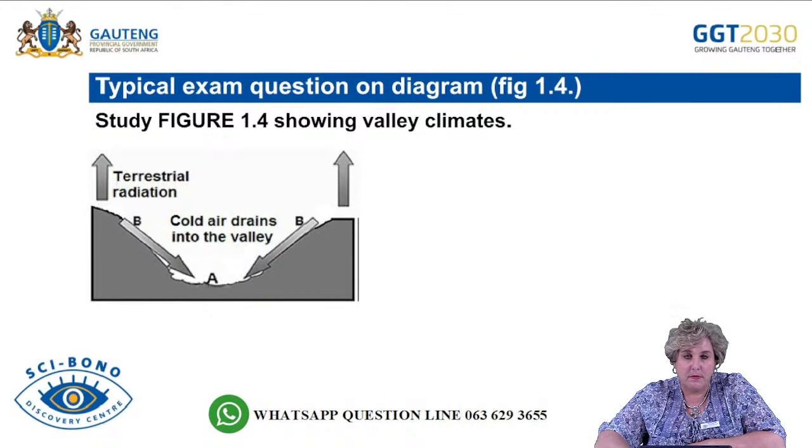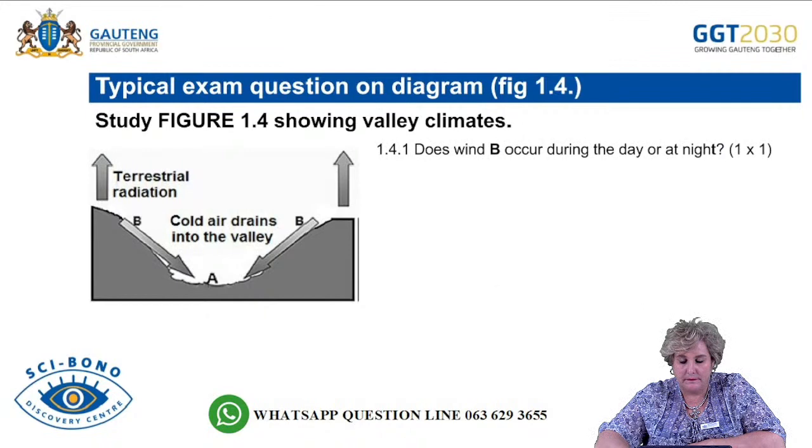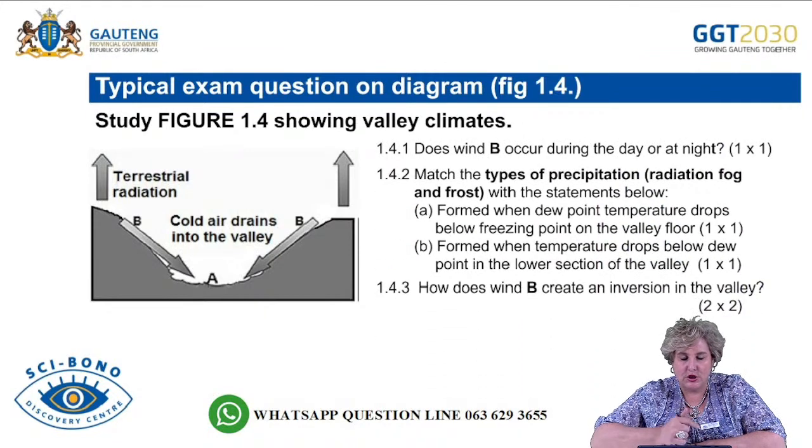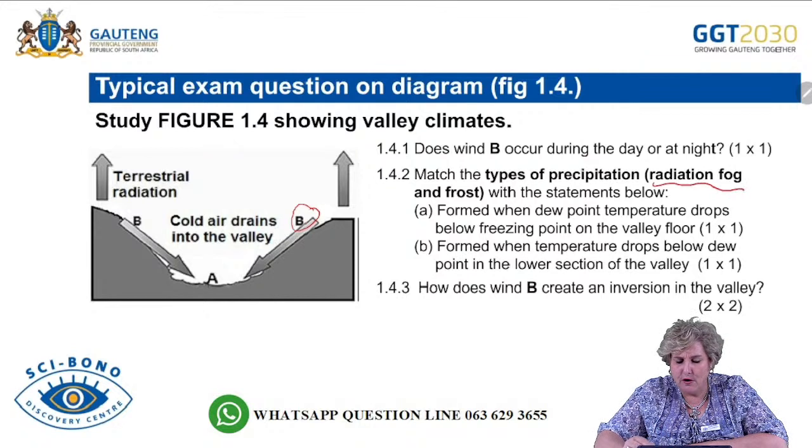Okay, let's look at a typical exam question on this diagram again. And I have 3 questions for you. Does wind B occur during the day or night? Then we want you to match the type of precipitation. Remember, radiation fog and frost are parts of precipitation. So you're going to read A and B, and you're going to decide whether it's radiation fog or frost. And then number 3, how is it possible that B will form an inversion in the valley? For this question, I'm going to give you 2 minutes.